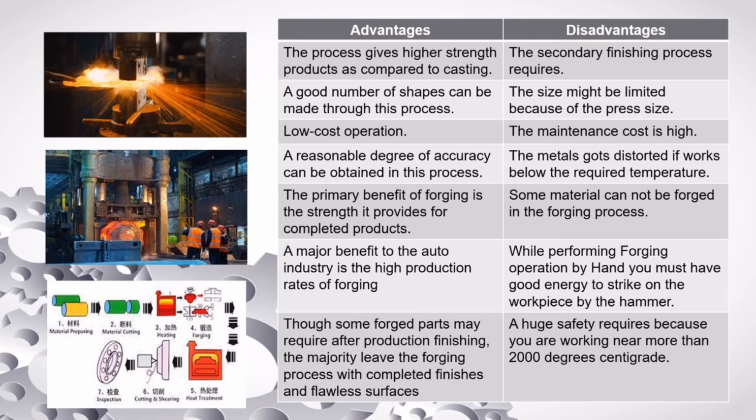First, secondary finishing processes are required. The size might be limited because of the press size. The maintenance cost of the forging process is very high. The metal gets distorted if worked below the required temperature. Some materials cannot be forged in the forging process.